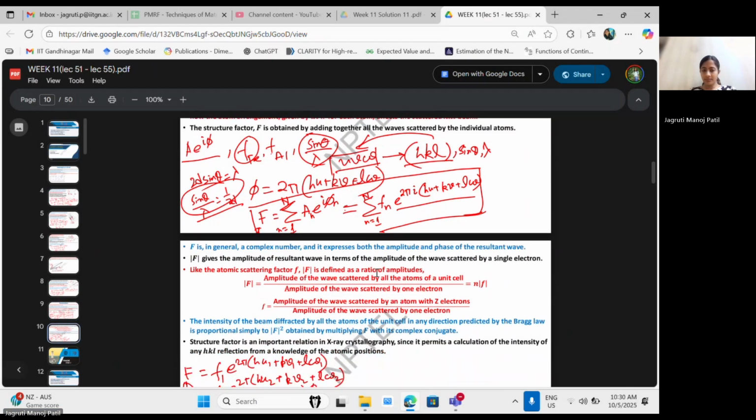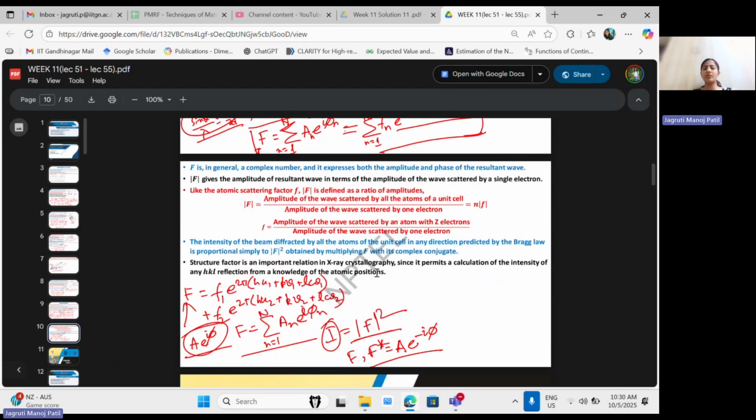Now here, when you see F, the structure factor is linked to nothing but Euler's formula. Eventually your entire structure factor, which is a function of the entire unit cell and not of one atom itself, would be a complex function. That complex number will express everything: all the amplitudes of the waves scattered by individual atoms and the phases of the resultant wave.